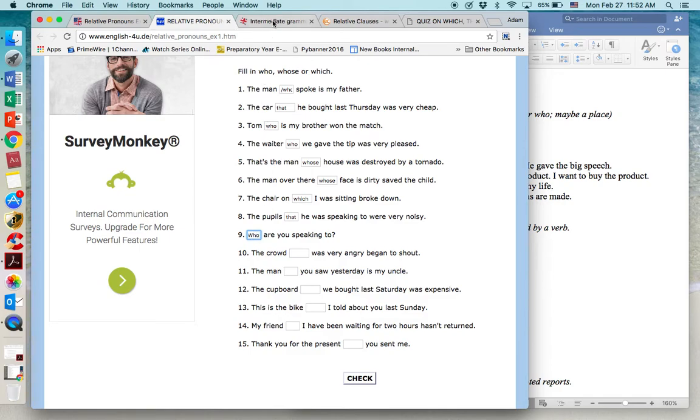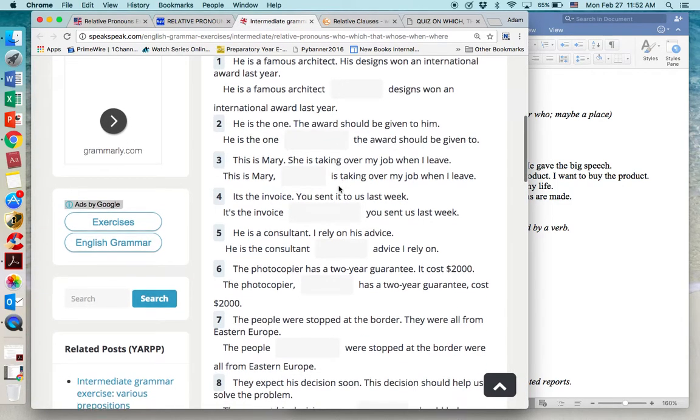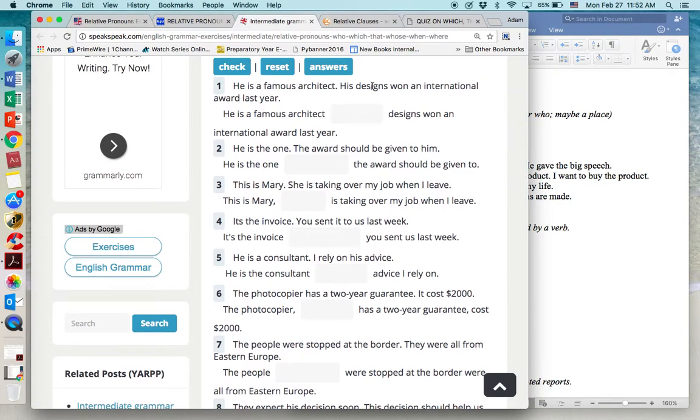Let's look at some other examples. These aren't always the most relevant, so let's have a nice mix of examples here. The famous architect. Let's combine these two sentences. He is a famous architect. His designs won an international award last year. He's a famous architect whose designs won an international award last year. He's the one, the award should be given to him. He is the one who the award should be given to.